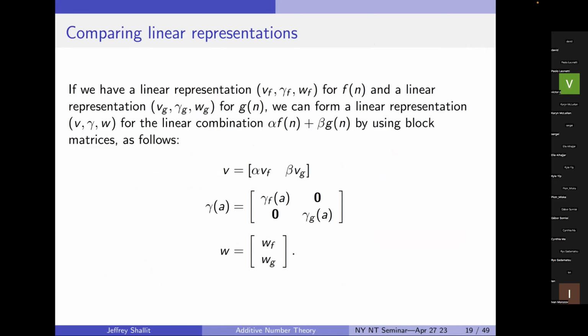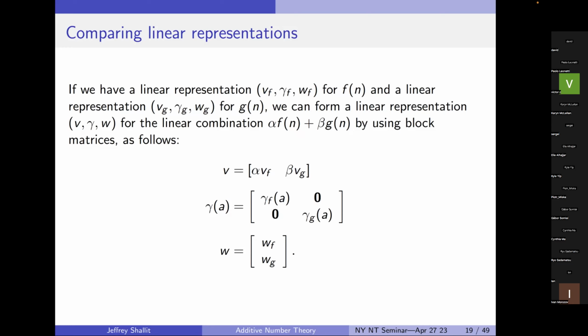Okay, now we'll need one more thing. I hope this is the last thing. We'll also need a way to compare two different linear representations. By compare them, I want to say that they represent the same function. Well, to start off with, if we have two linear representations, say for F and for G, we can form a linear representation for a linear combination of F and G, say alpha times F plus beta times G, just by using some block matrices. So we define bigger matrices and a bigger vector here. And then if we multiply them, we're essentially doing alpha F in one component and beta G in the other, and adding them together.